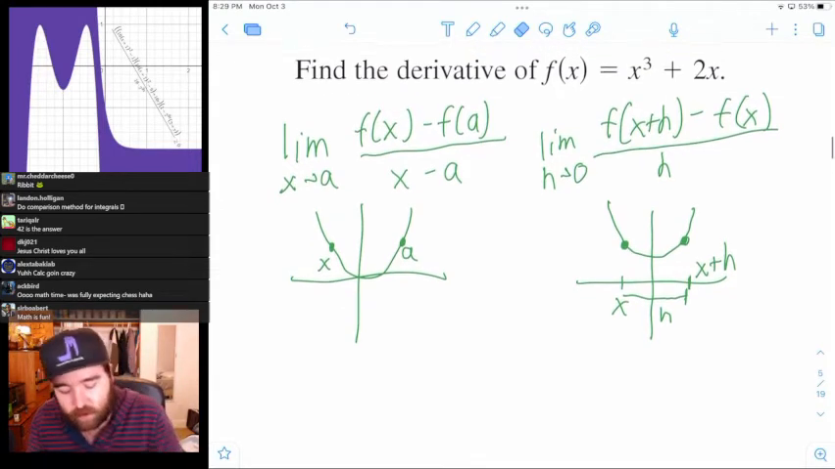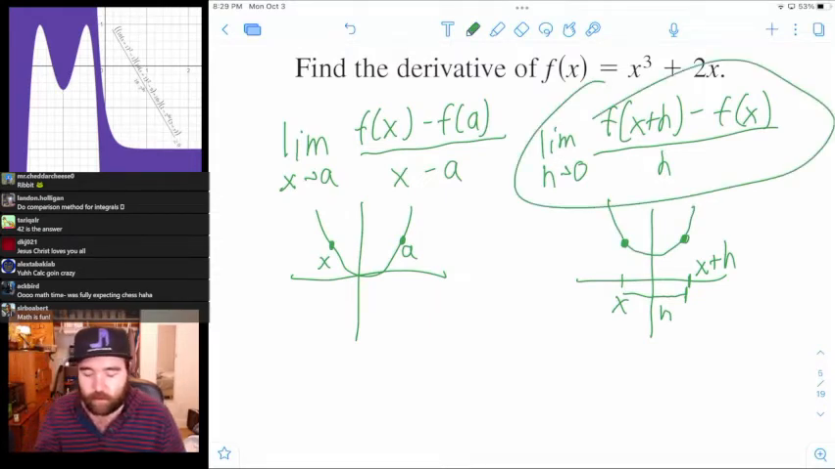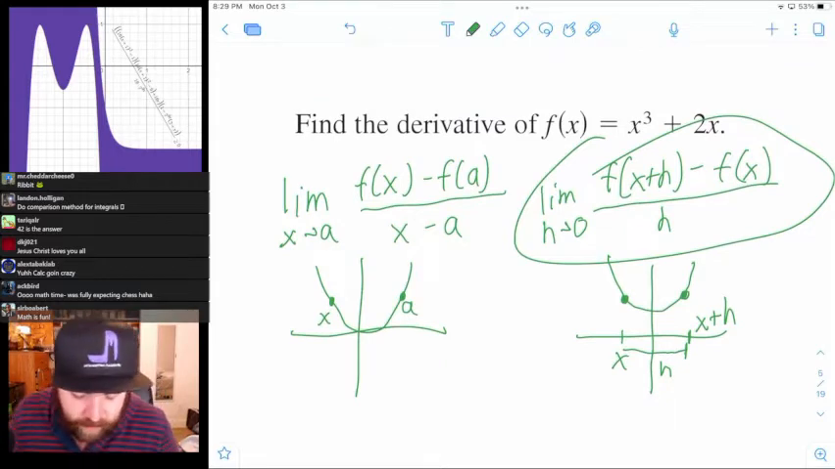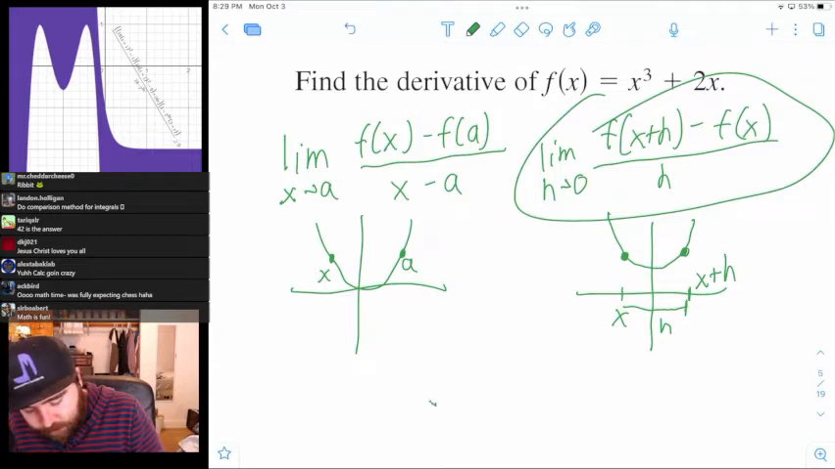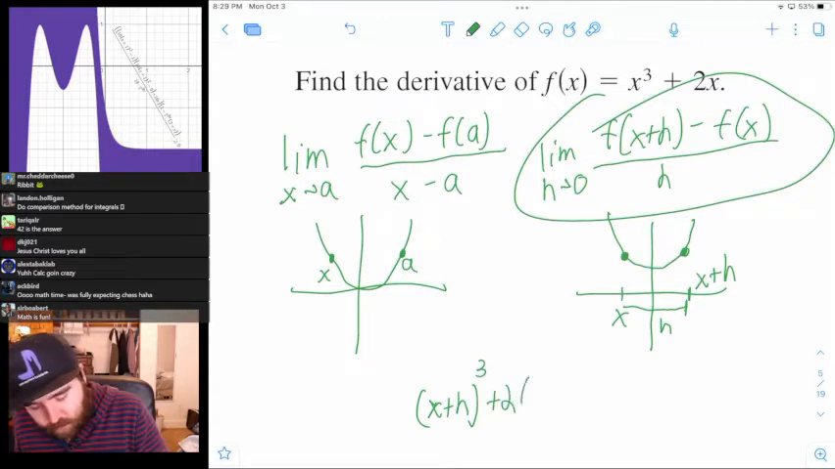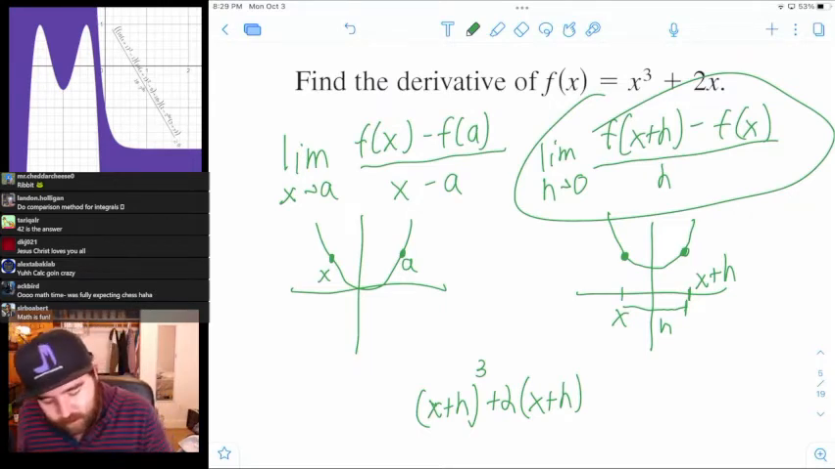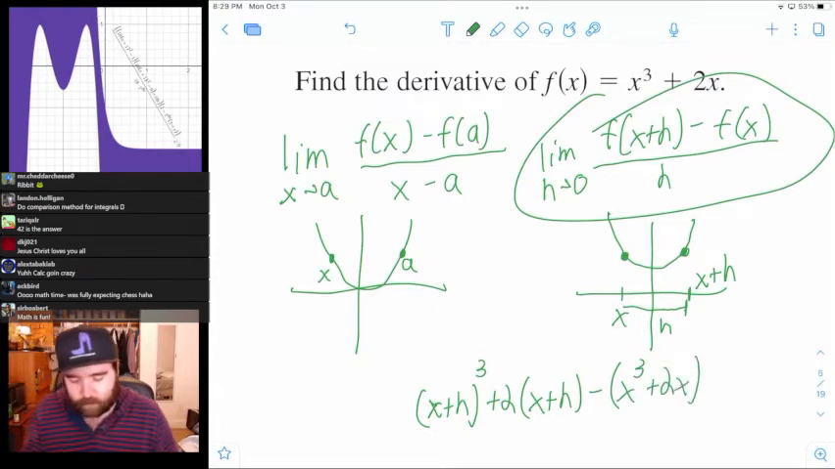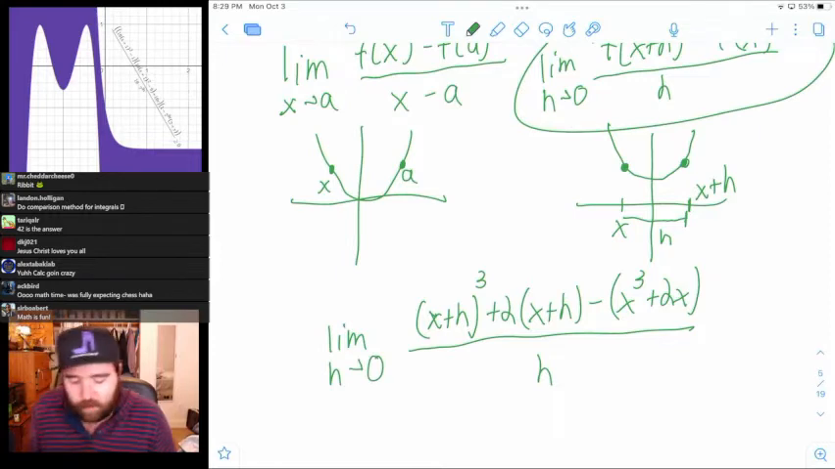So let's just use this as a formula and plug in this equation for it. f of x plus h. What does that mean? Plug in x plus h for x. So we're going to have x plus h cubed plus 2 times x plus h, and then minus f of x, so minus x cubed plus 2x, and then all of that over h. And again, we're trying to see what happens as the limit as h approaches 0.